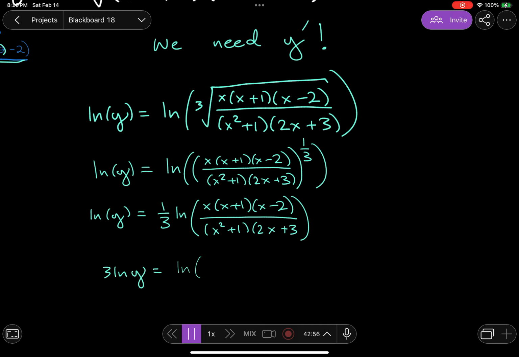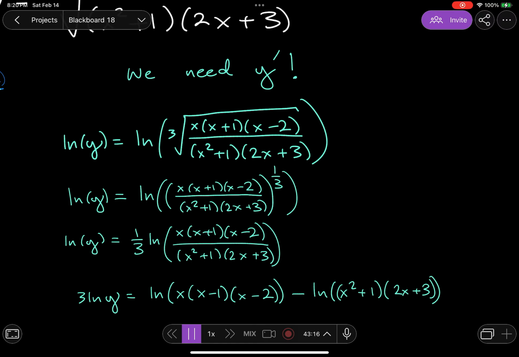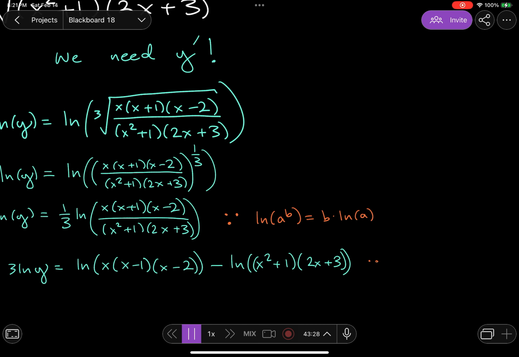This is the same thing as the natural log of x times (x minus 1) times (x minus 2), minus the natural log of (x squared plus 1) times (2x plus 3). And I'll reference the log rules that I'm using here. This one is because of a famous log rule: the natural log of a to the power of b is equal to b times the natural log of a. Really crucial. And the other rule I used was that the natural log of a over b is the same thing as the natural log of a minus the natural log of b.